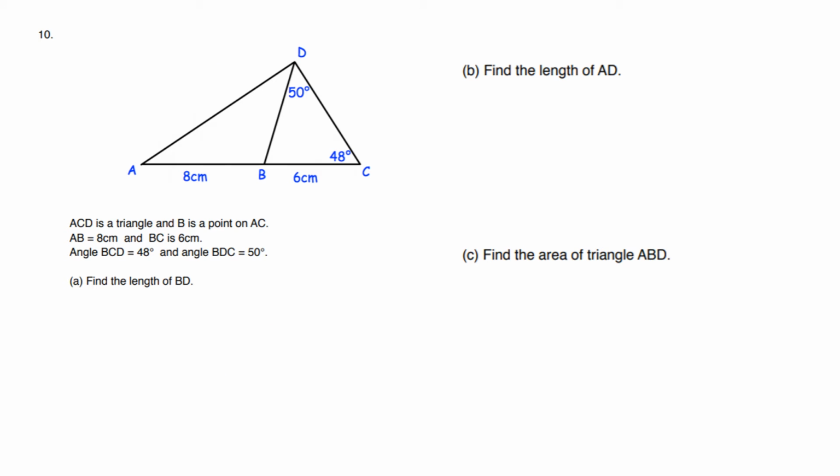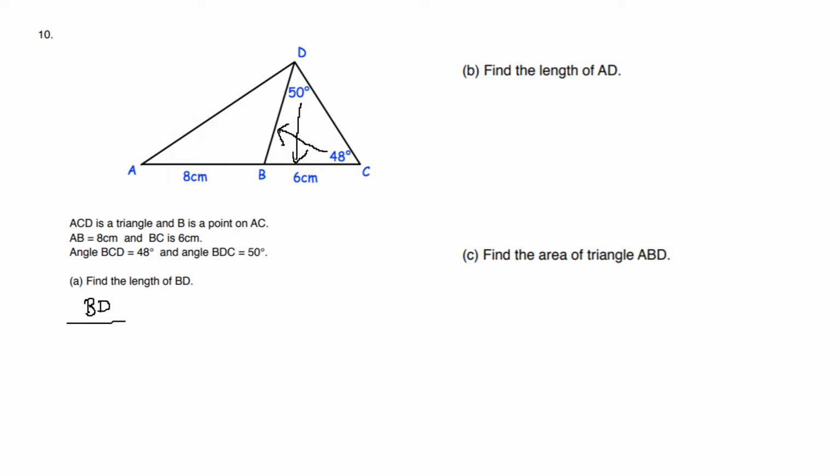So our next question: ACD is a triangle and B is a point on AC. AB equals 8 centimetres and BC is 6 centimetres. Angle BCD is 48 degrees and angle BDC is 50 degrees. Find the length of BD. Looking at this, straight away I can see angle BDC is opposite 6 centimetres and my angle of 48 degrees is opposite the side that I want to find. So I can immediately use the sine rule to find BD.